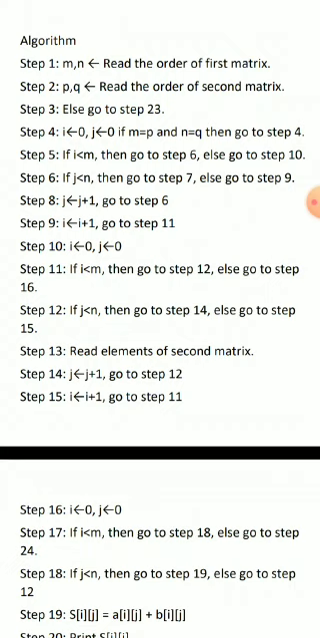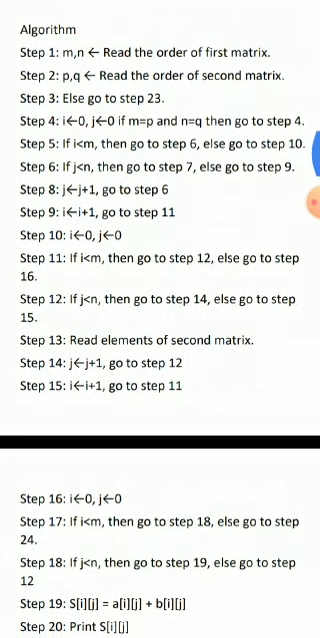From step 5, if i less than m, then go to step 6, else go to step 10. Then step 6: if j less than n, then go to step 7, else go to step 9. Then j plus 1 tends to j, go to step 6, or i plus 1 tends to i, go to step 11. Then 0 tends to i and 0 tends to j. Then if i less than m, then go to step 12, else go to step 16. The next step, if j less than n, go to step 14, or else go to step 15.